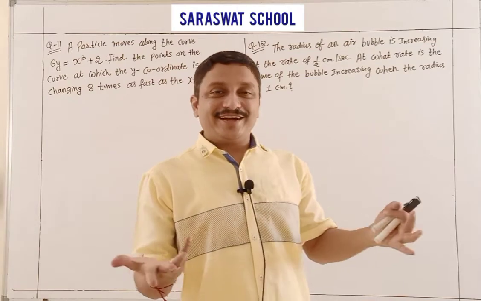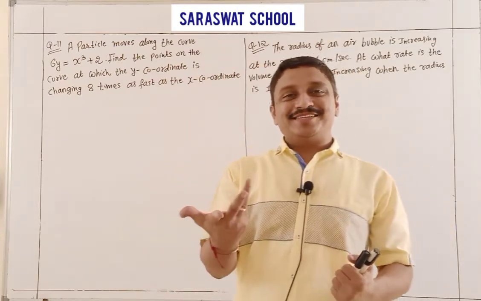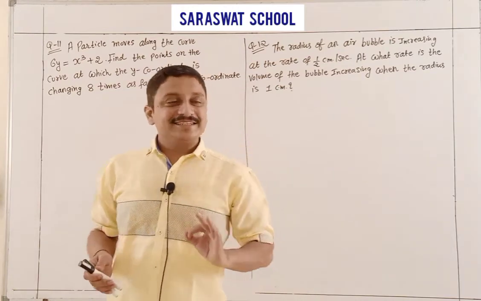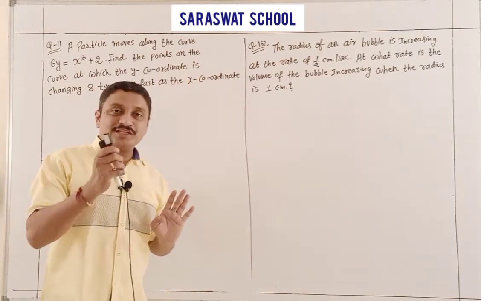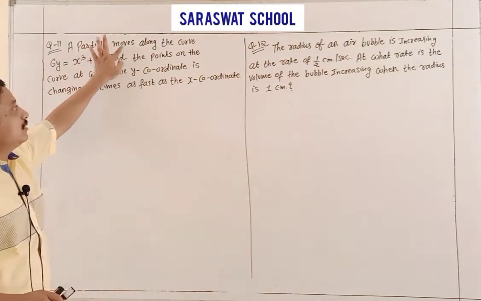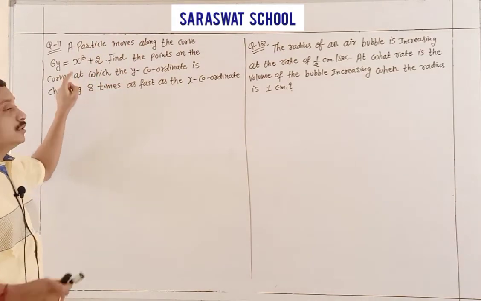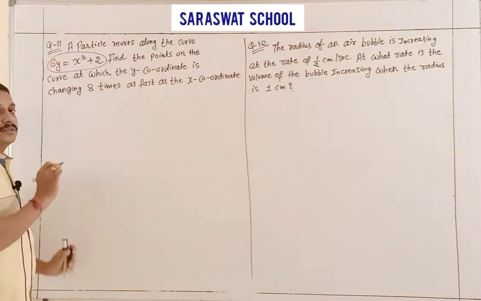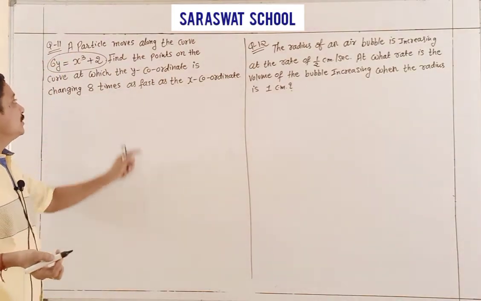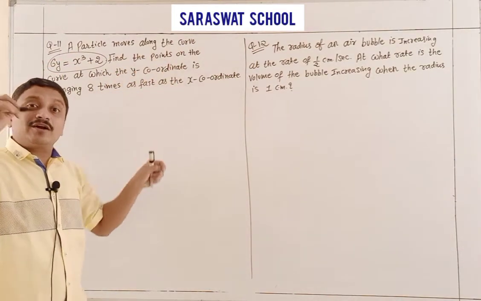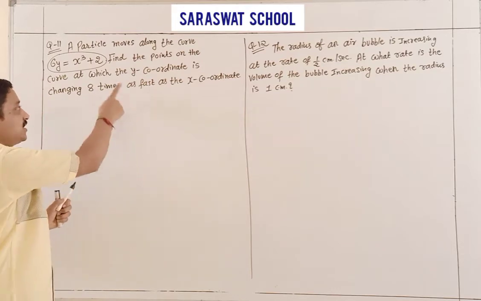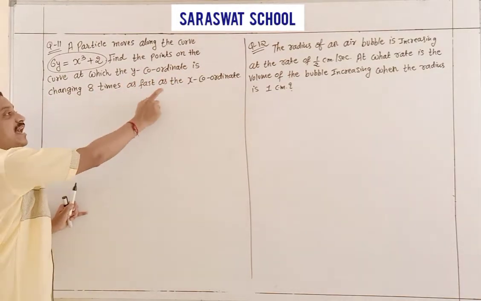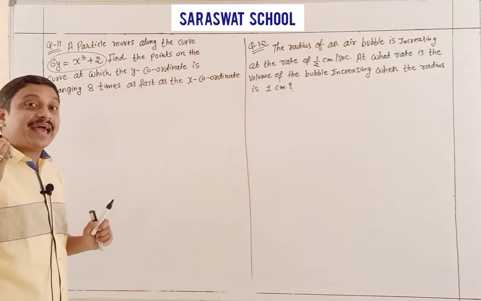Now students, we are going again in the same way, slowly, same pattern. Question number 11, and after that I explain 12. Students, see in the 11th question, a particle moves along the curve. The curve is given: 6y is equal to x cube plus 2. Find the point on that curve, but the condition is that the y coordinate is changing 8 times as fast as the x coordinate.